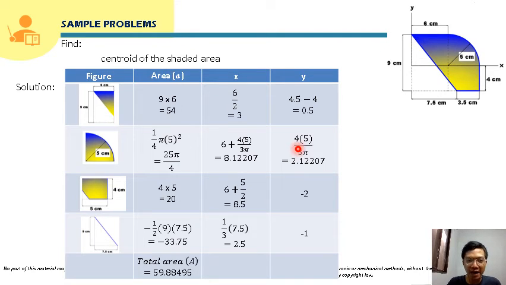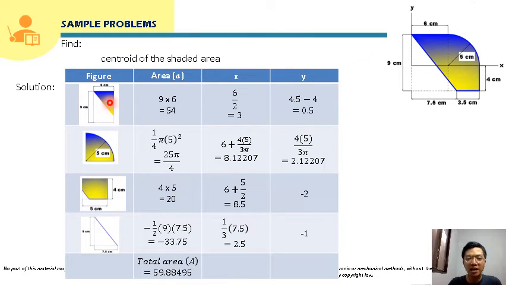And also for the triangle, so this is the triangle. We need this triangle. For this triangle, the dimension is 9 centimeter and 7.5 centimeter. Right? So we will solve the area of these shapes. So this is rectangle, quarter circle, rectangle, and triangle.